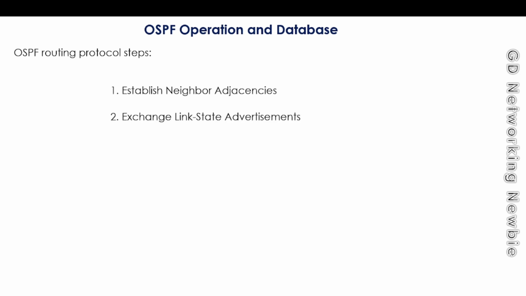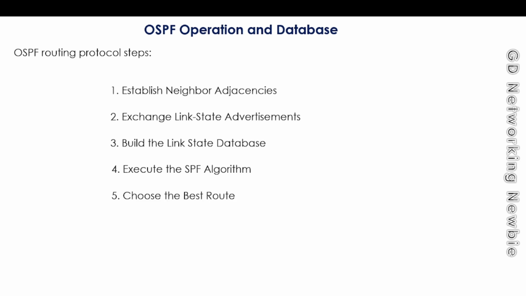After that, we are going to discuss the steps which are taken by the OSPF routing protocol. The very first step is to establish neighbor adjacencies. We'll discuss it in detail in the next slides. The second step is to exchange link state advertisements. The third step is to build a link state database. The fourth step is to execute the shortest path first algorithm. The fifth step is to choose the best route.